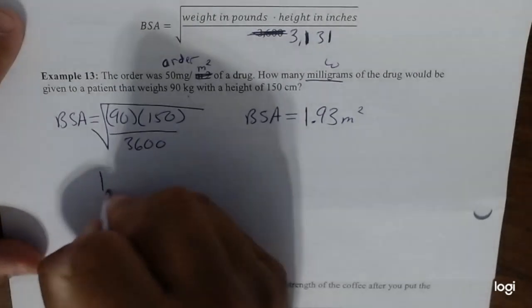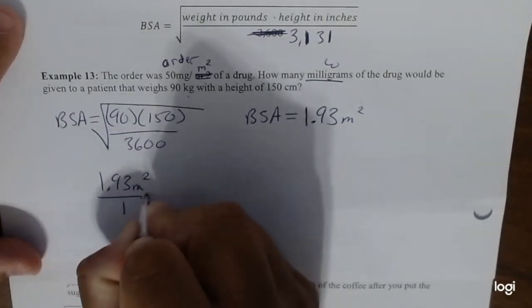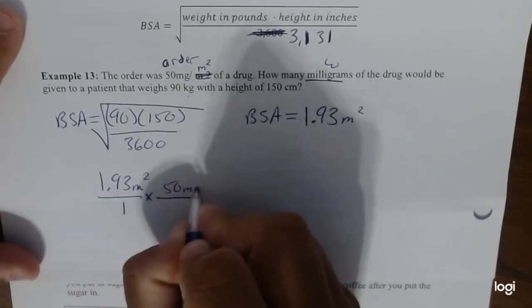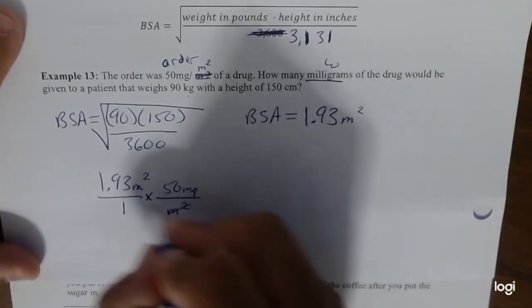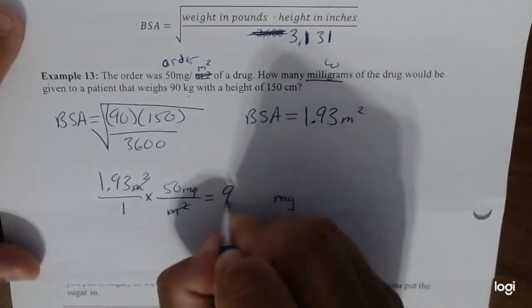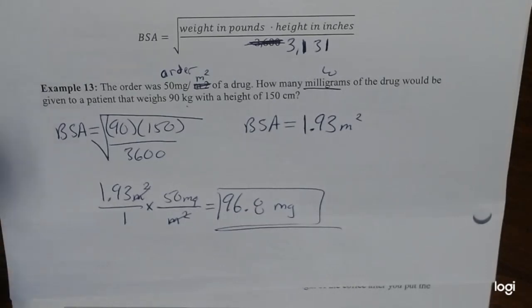So now since we have the size of the patient, now it goes on to the formula. It is size times the order. And order is 500 milligrams per m squared. So these cancel, and we get milligrams, right? The dosage we're actually going to give them. So this should give you 96.8 milligrams. Okay. And that's how we use BSA to do it.